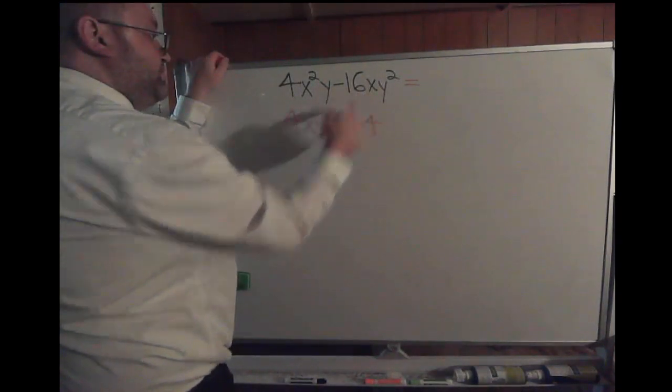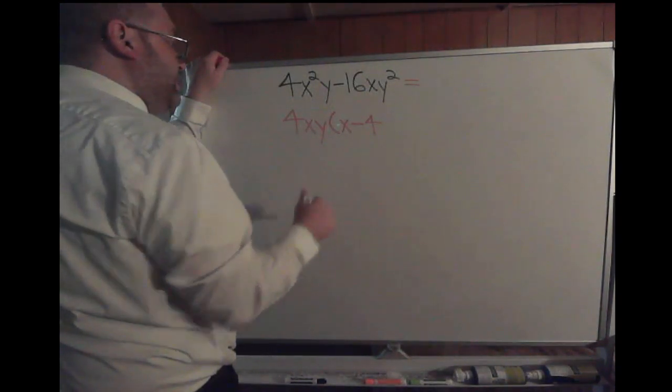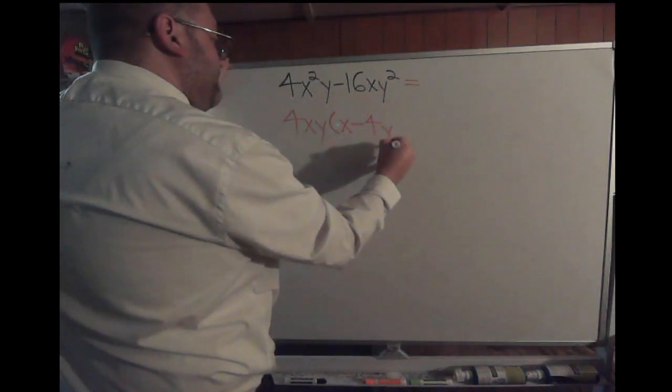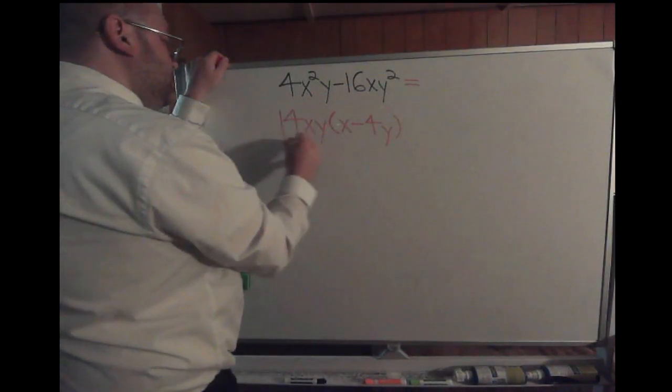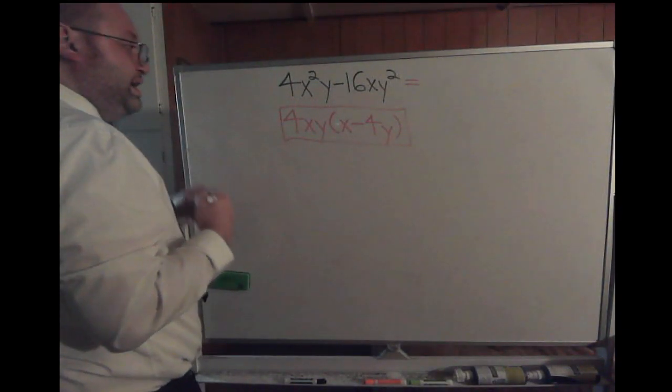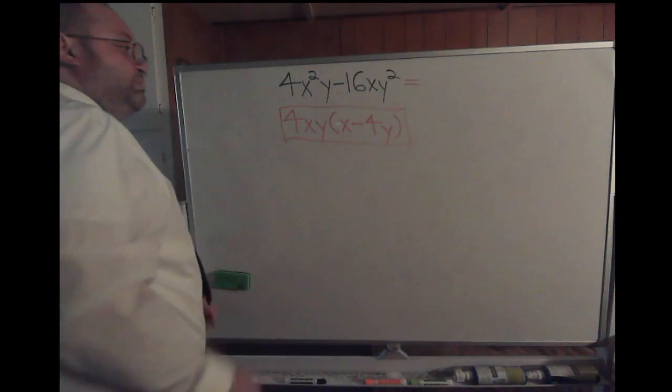X times what equals x? That'd be 1. You don't need to write it. Y times what equals y squared? That'd be y. So your answer to this would be 4xy times the quantity of x minus 4y.